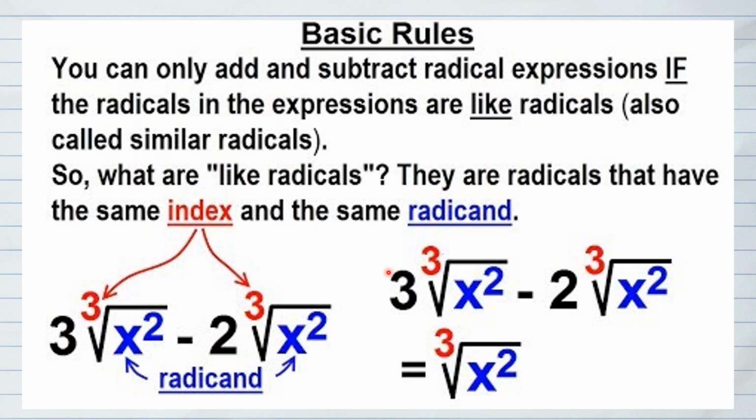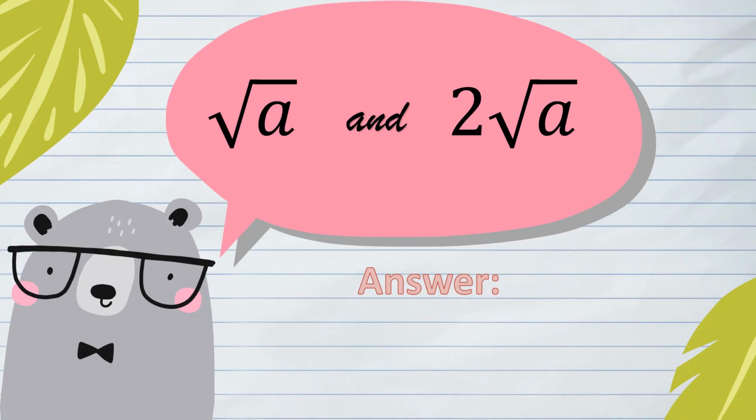Alright, so for example, we have 3 cube root of x squared minus 2 cube root of x squared. We can directly subtract these two radicals since they are similar radicals. Now, before we proceed with the operation on radicals, let us have a short recap first of identifying if the given radicals are similar or dissimilar.